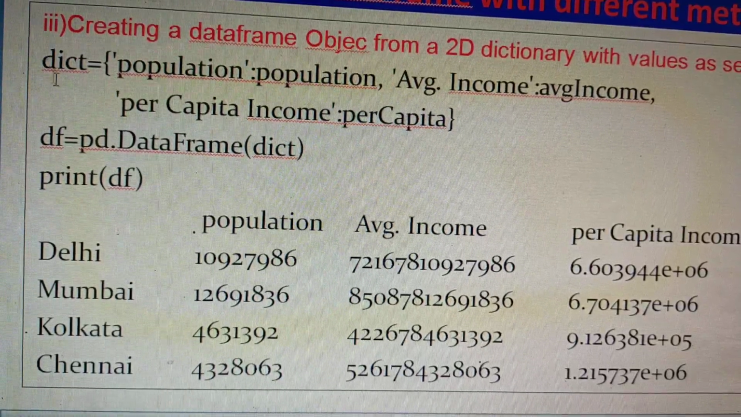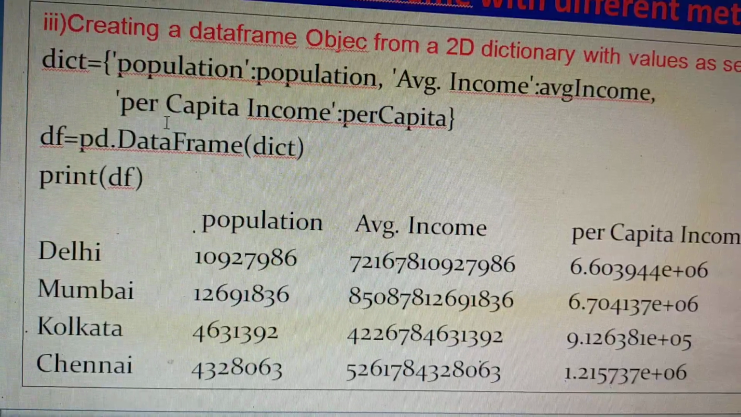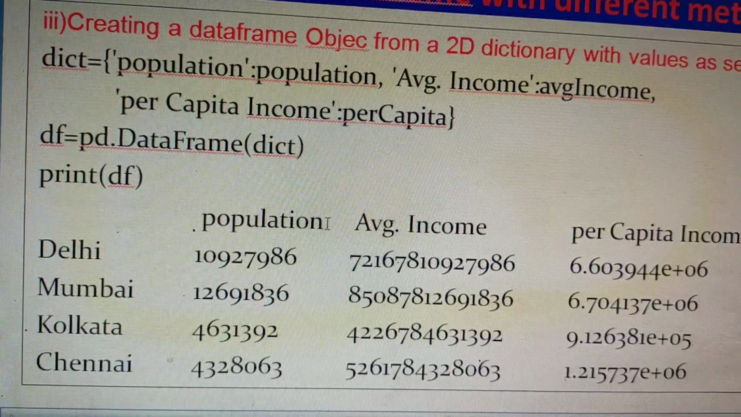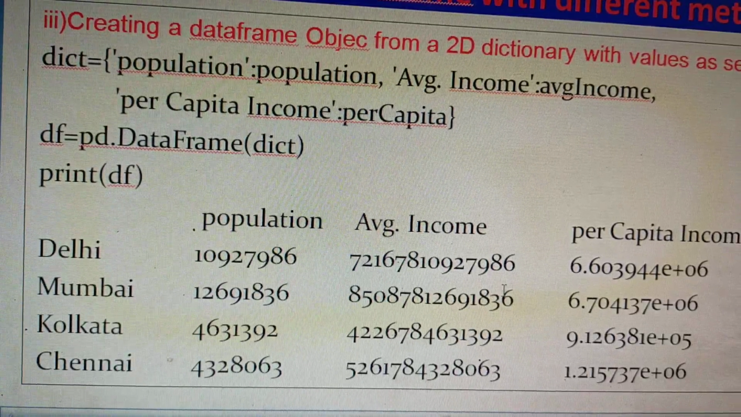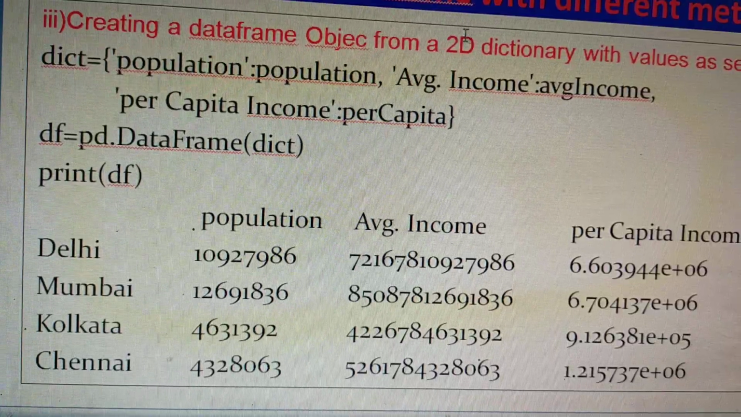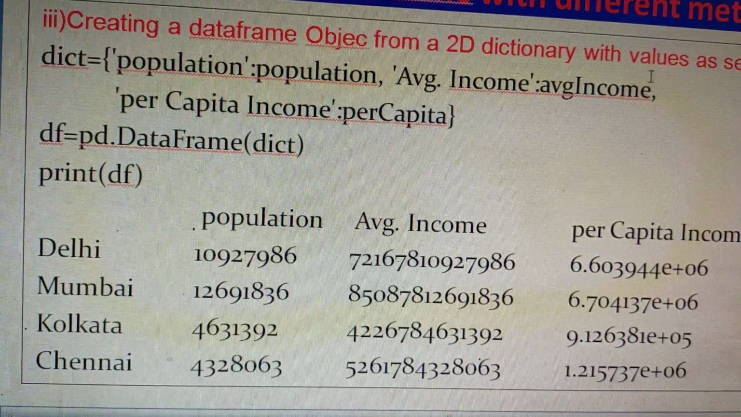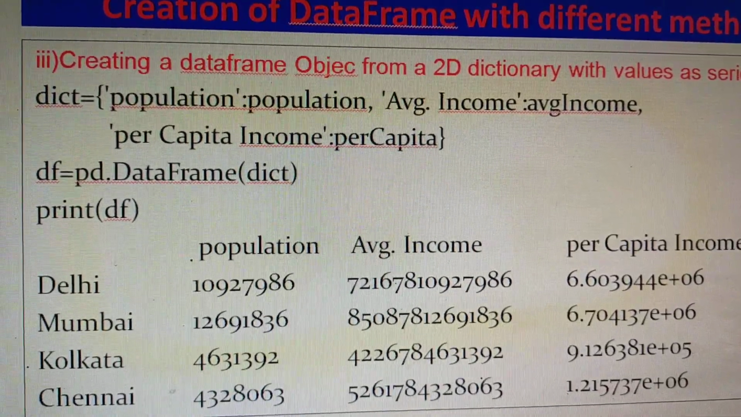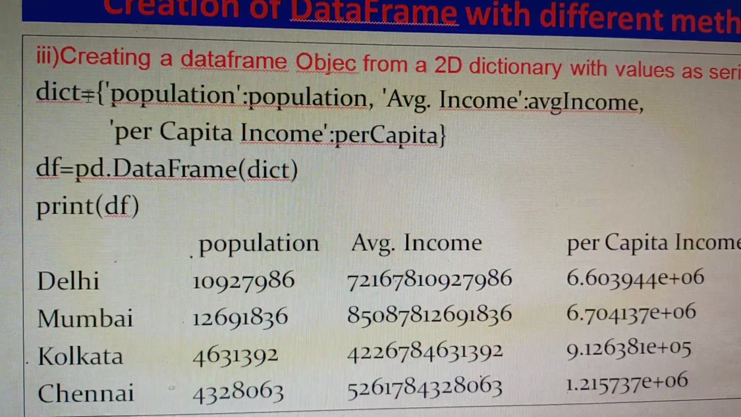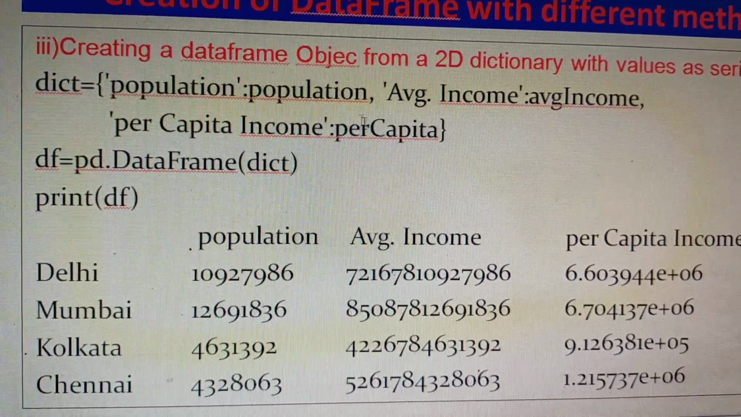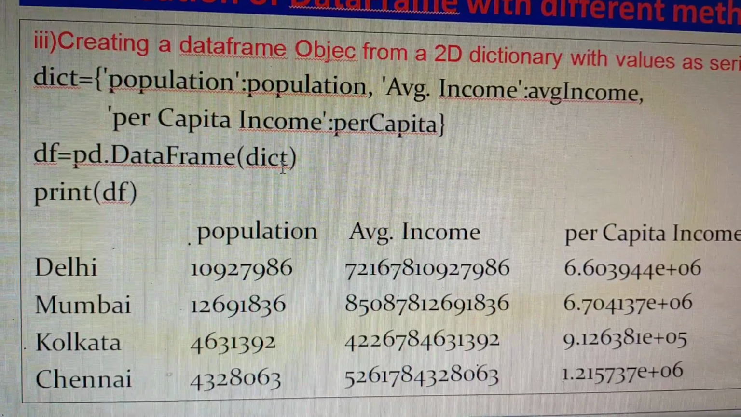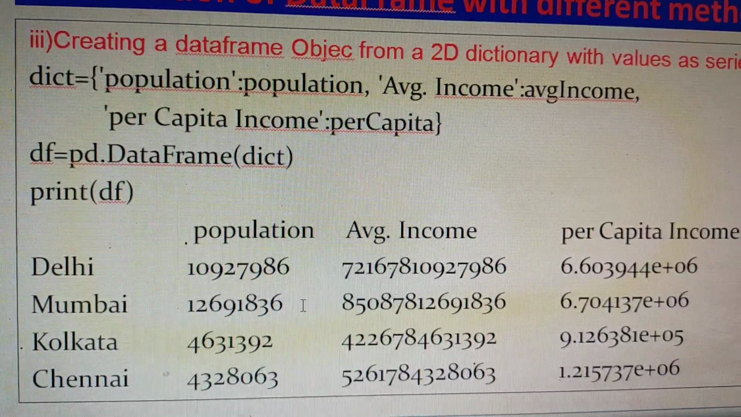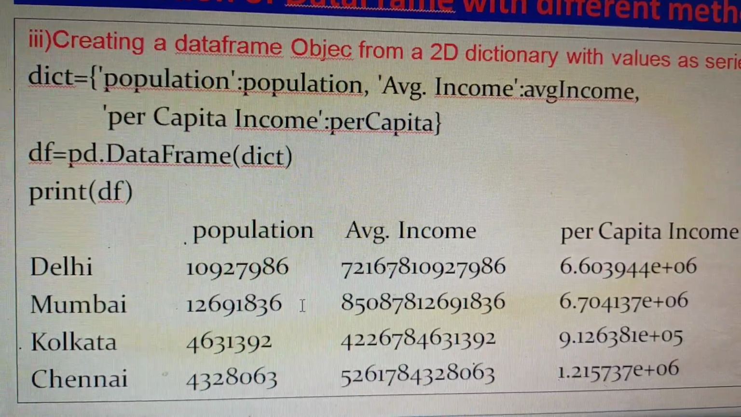So then the dictionary is created and using the dictionary name the data frame is created. When you print the data frame, you will get this output, the data frame created with the help of a 2D dictionary with value as a series. So first of all, we create the series, and then using the names of the series, we create the dictionary, and then after creating the dictionary, the data frame can be created. So this is another method of creating a data frame.